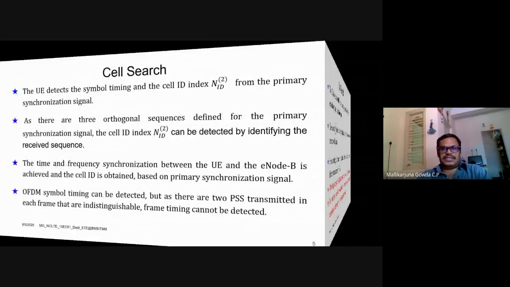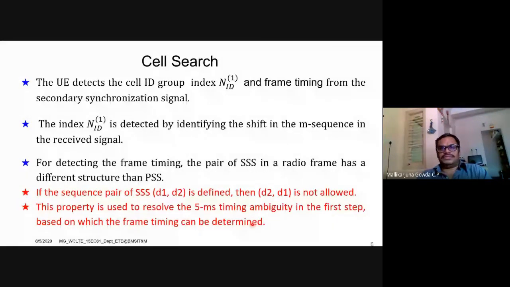Then, this is about the use of the secondary synchronization signal. As I said, the user equipment will be detecting the cell ID group index, NID of 1, and the frame timing from the secondary synchronization signal. This cell ID group index, NID of 1, will be detected by identifying the shift in the M sequence in the received signal.